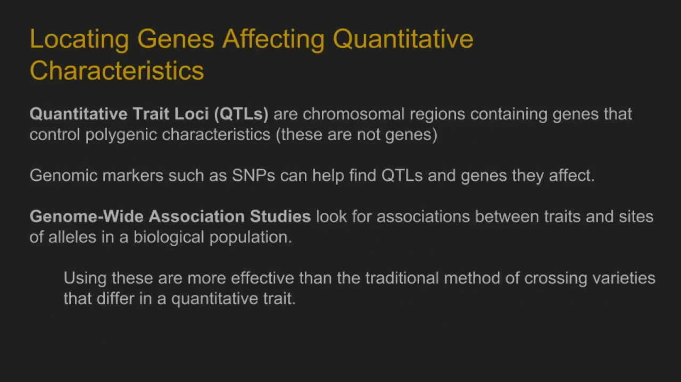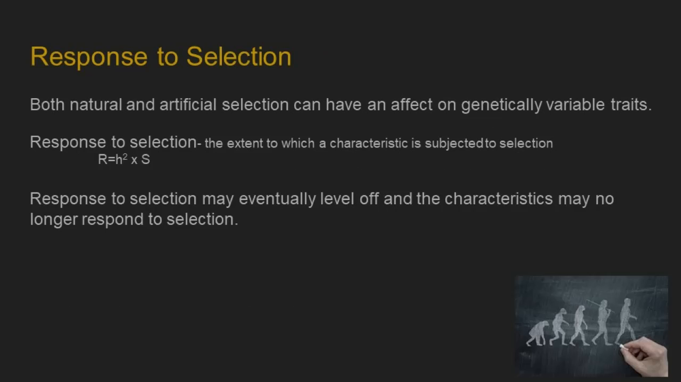Locating genes affecting quantitative characteristics. Quantitative trait loci, or QTLs, are chromosomal regions containing genes that control polygenic characteristics. These are not genes. Genomic markers like SNPs can help find QTLs in the genes they affect. Genome-wide association studies look for associations between traits and sites of alleles in a biological population. Using this is more effective than the traditional method of crossing varieties that differ in a quantitative trait.